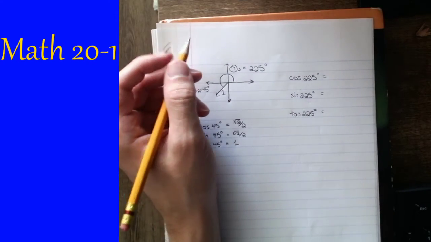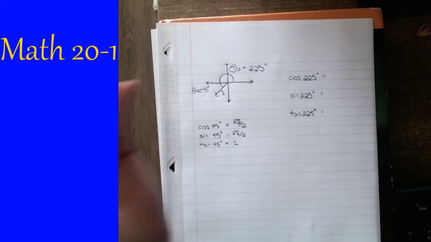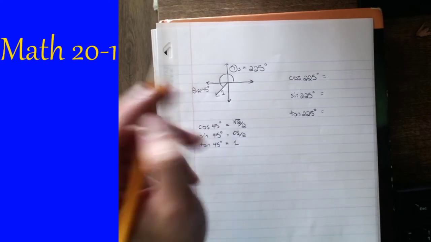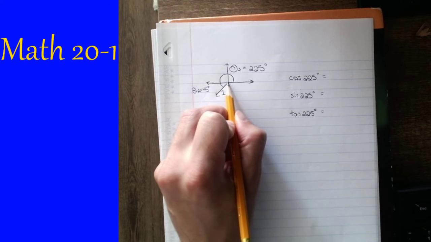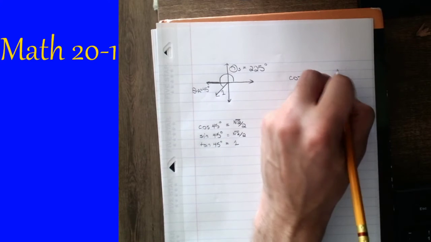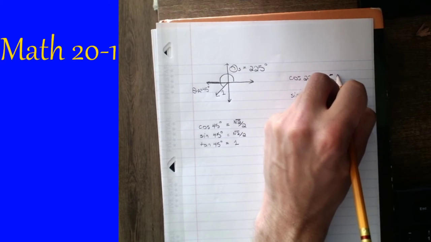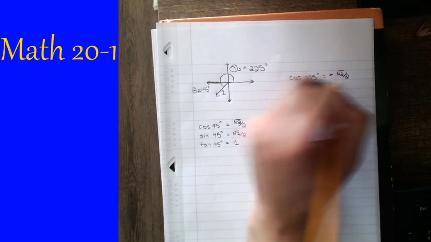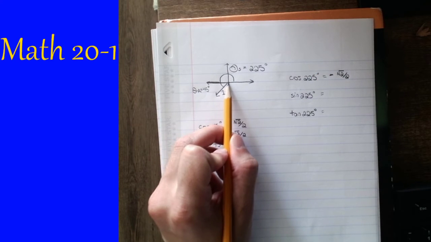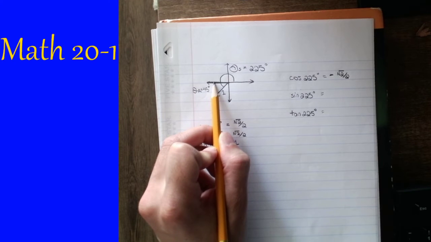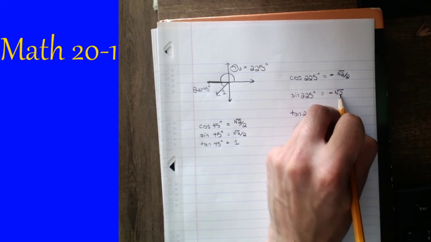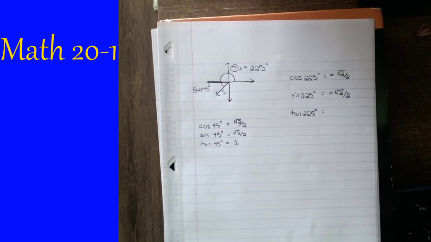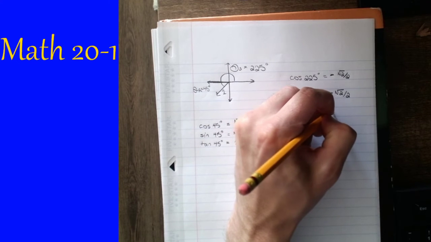And we just have to keep in mind where is cosine positive and negative, and same for sine. And then we'll go from there. So cosine of 225 is going to be negative because we've gone over to the left. So it will then be negative root 2 over 2. Sine, after we've gone over to the left, we'll go down, and so therefore sine is also negative root 2 over 2. Now tangent can be thought of as sine divided by cosine.